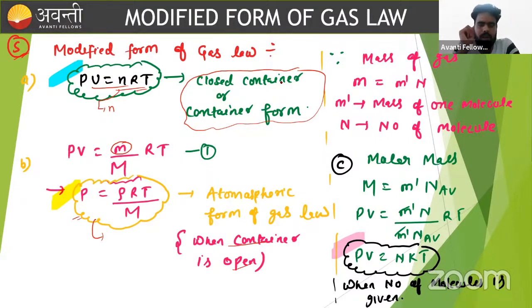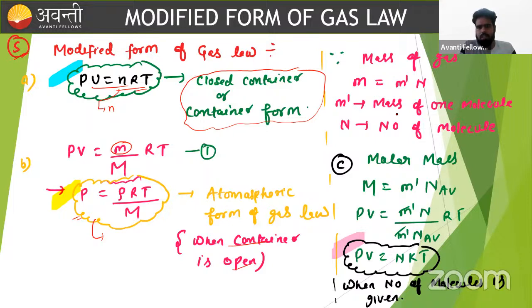I hope this is clear. I want to reduce my speed. Okay. P equals rho RT upon M, because this formula is used for the open atmosphere. We can say that this formula is also valid when the container is open.